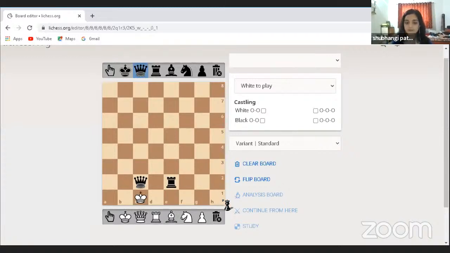Why is this called checkmate? Because the king doesn't have any position to move. My king cannot go here, it cannot go here because again it's attacked by the queen. My king cannot go here. Again the queen. My king cannot come here also, and my king cannot come here also. So all these four squares are blocked for my king. My king cannot move anywhere. So this is called checkmate.